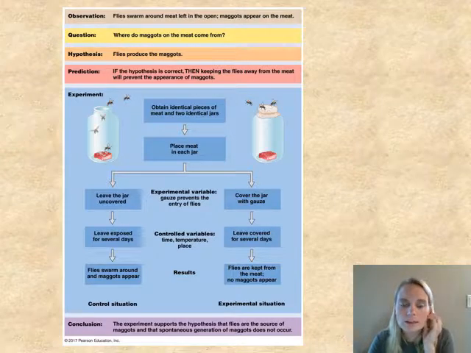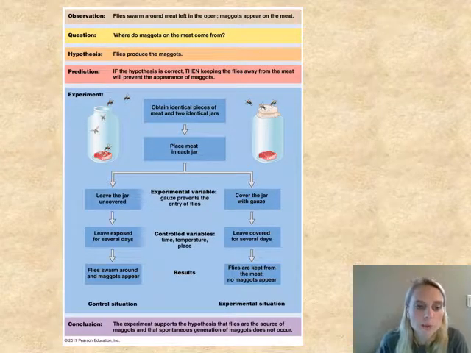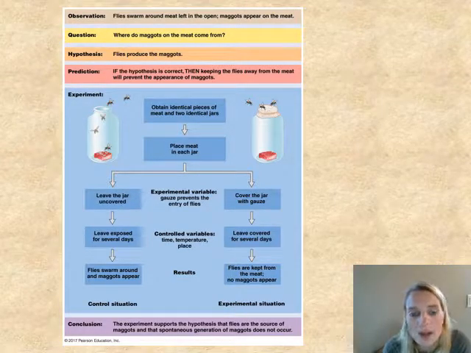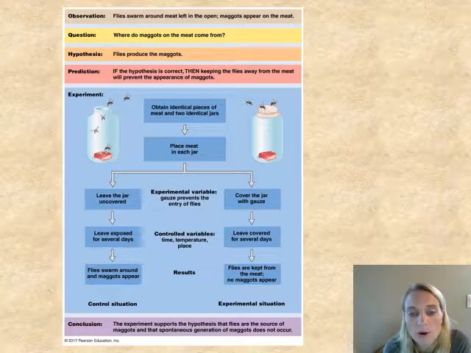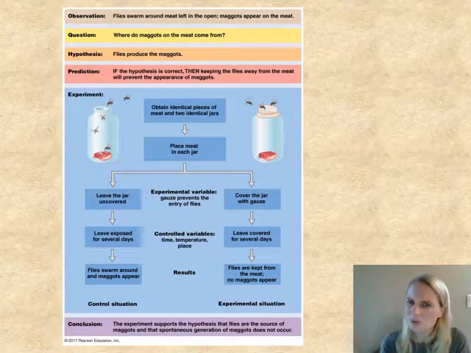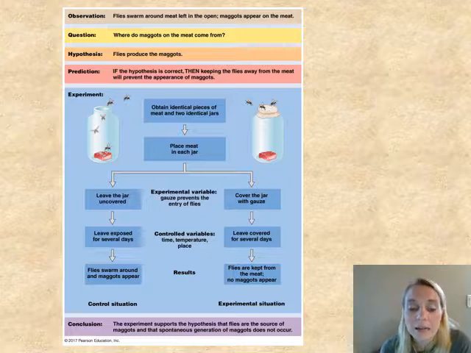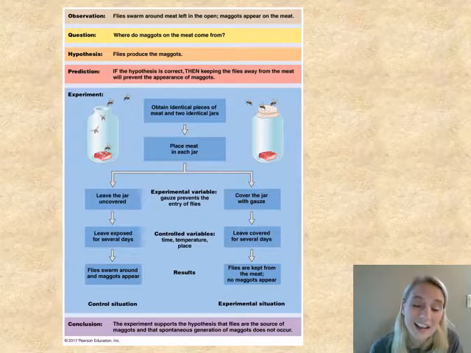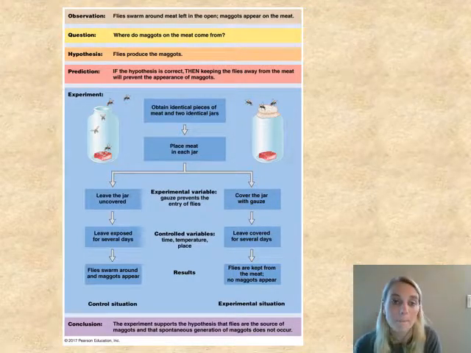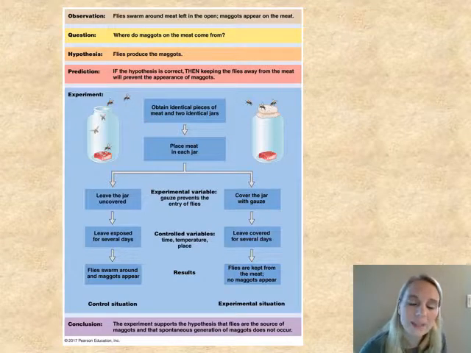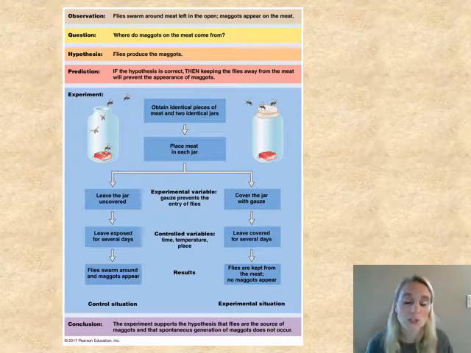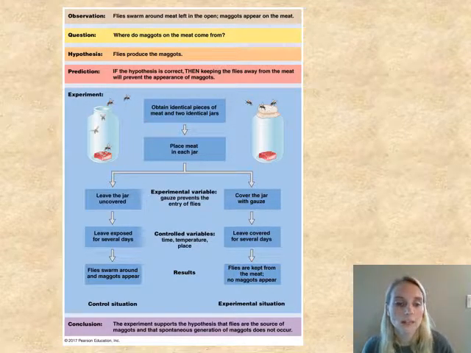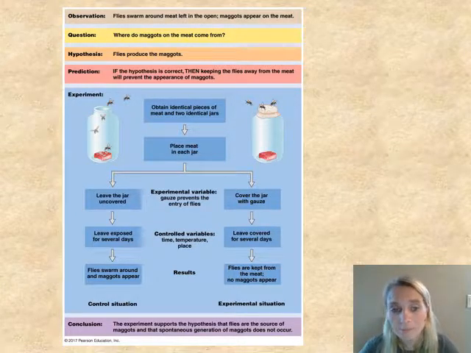So here is one of the examples from your textbook: Francisco Redi did an experiment on where flies, or maggots, come from. There was this well-held belief that living things can spontaneously generate, because they didn't have microscopes back then. They couldn't see bacteria or the individual single-celled organisms that could lead to other things. So what he did was he set up two jars. They both had some meat in them.